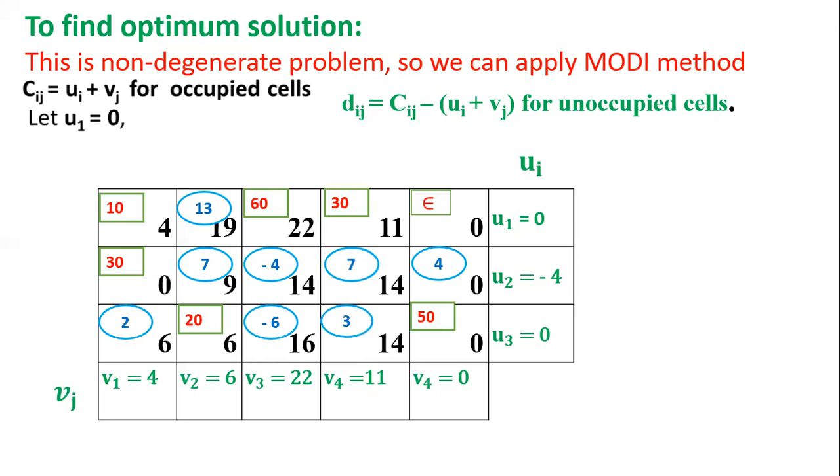So if all dijs are positive, we can stop this problem. If dij is negative, we move on to the next step. So the given problem has dij less than 0. The current solution is not optimal. We just move on to the next step.